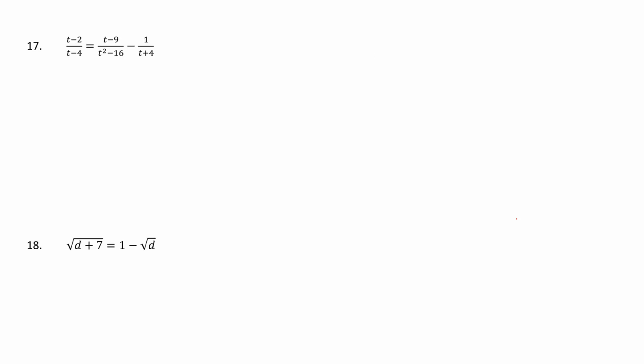Okay, we have this equation with all these fractions, and so what we need to do is multiply both sides by the common denominator of the fractions, and we can see that t squared minus 16 is a difference of squares. So if we were to rewrite this, we'd have t minus 2 over t minus 4.